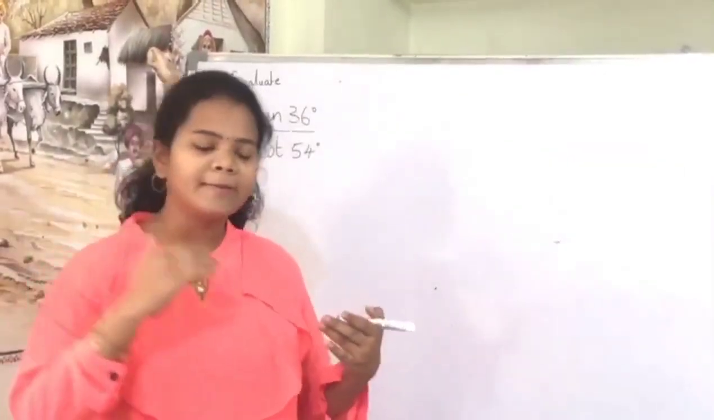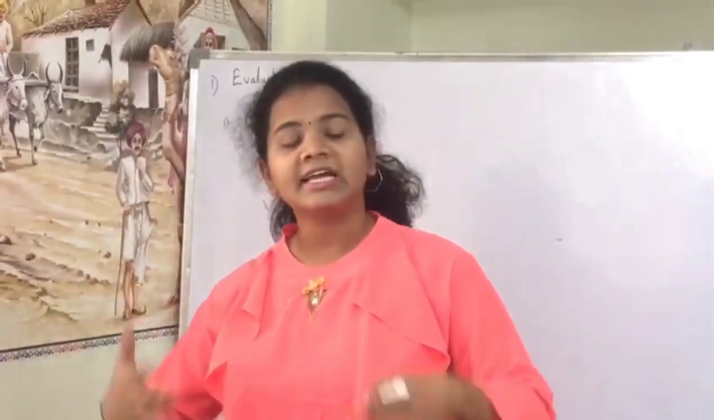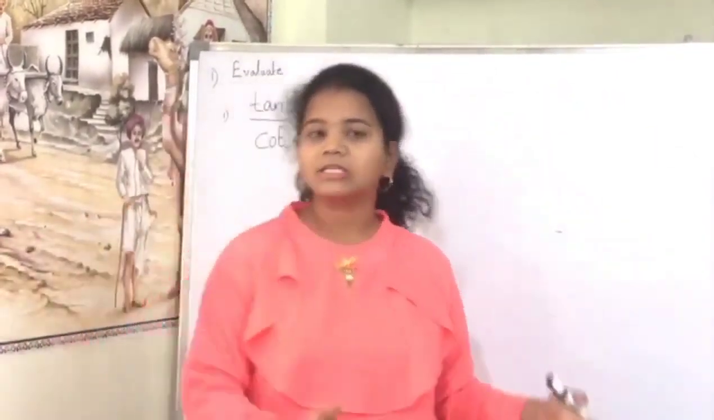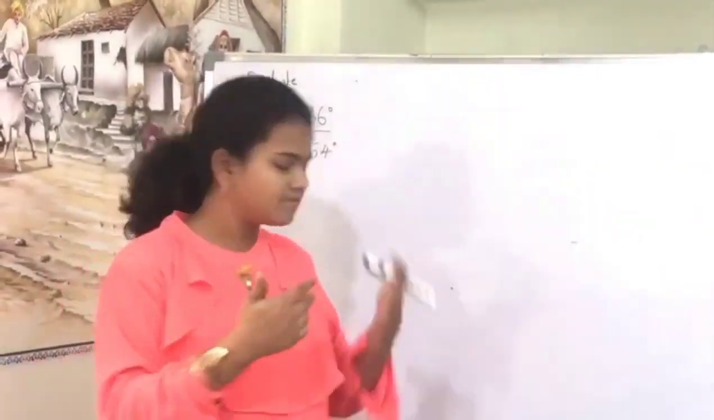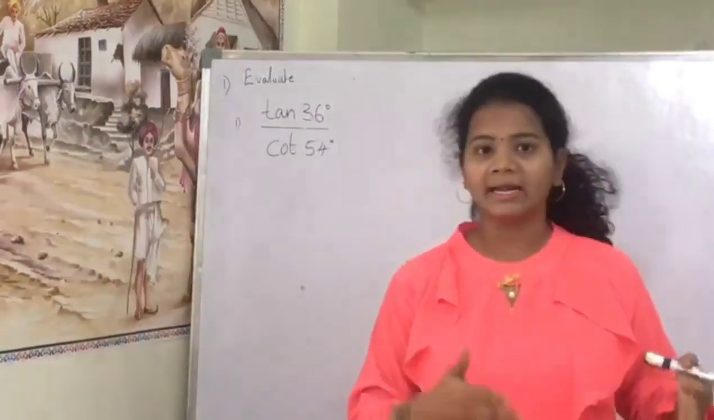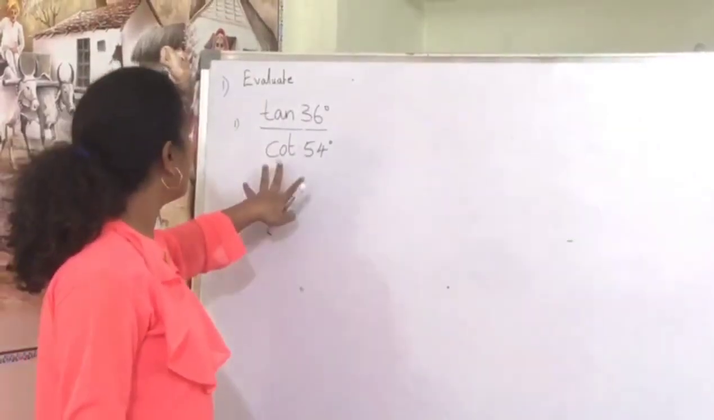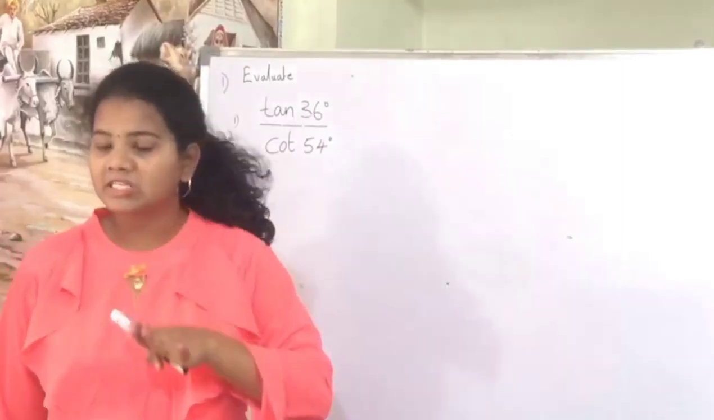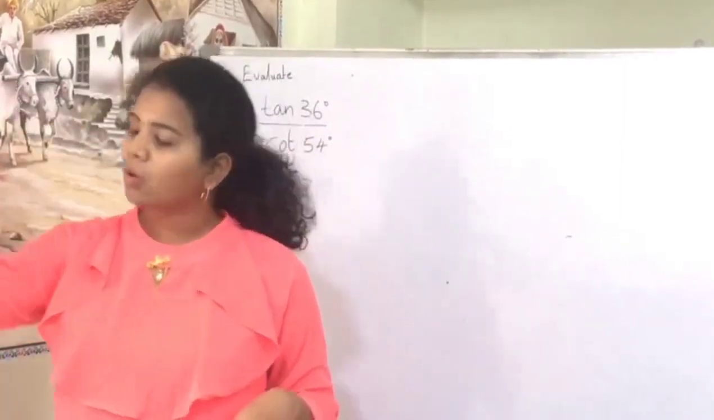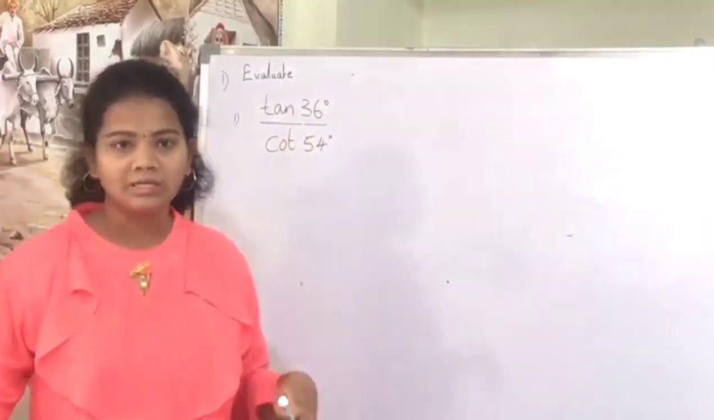As we know, complementary angles are the angles such that sin 90 minus theta gives cos theta, or cos 90 minus theta gives sin theta. You also have secant 90 minus theta gives cosecant theta, and cosecant 90 minus theta gives secant theta. To solve the given sum, we can use tan 90 minus theta gives cot theta, or cot 90 minus theta gives tan theta.